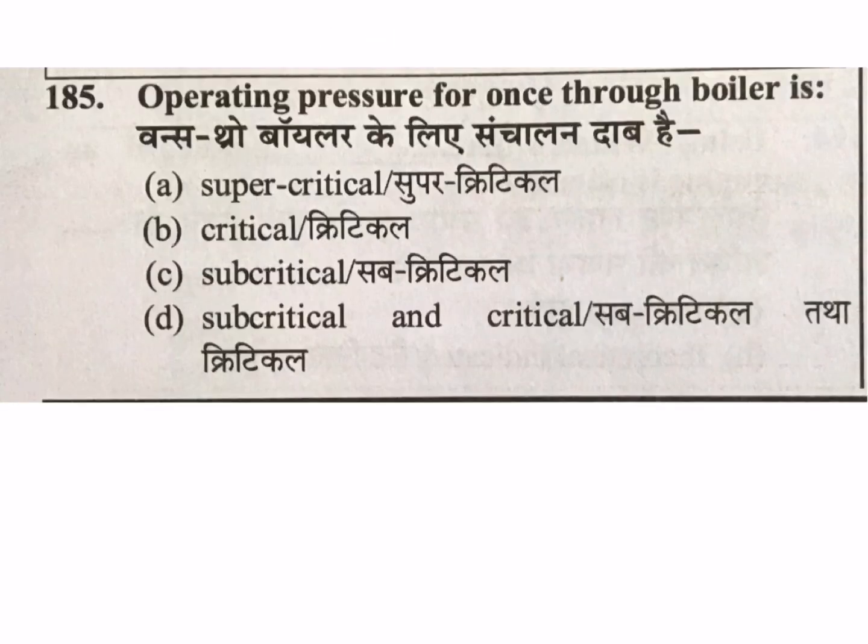Then next question. Operating pressure for once through boiler. Once through boiler means supercritical boiler. Operating pressure is 221.2 bar. This is your critical pressure, P critical is this one.